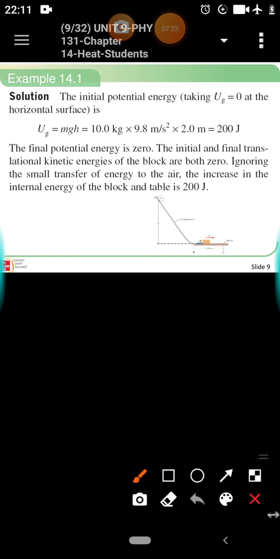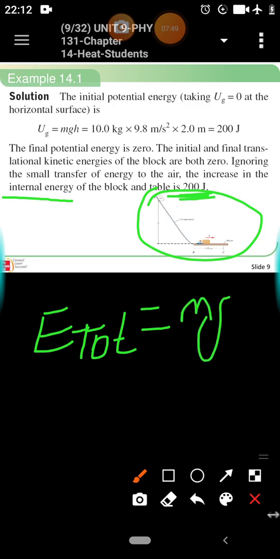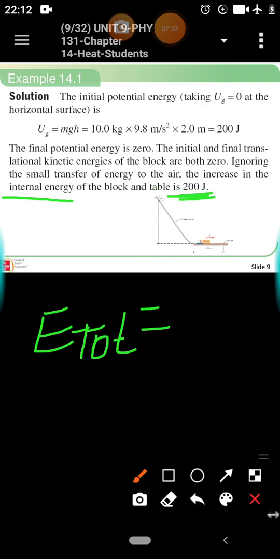The increase in internal energy of the block and the table is this. It means this is the total energy of the system. The total energy of this system will be mgh, which is actually 200 joules.